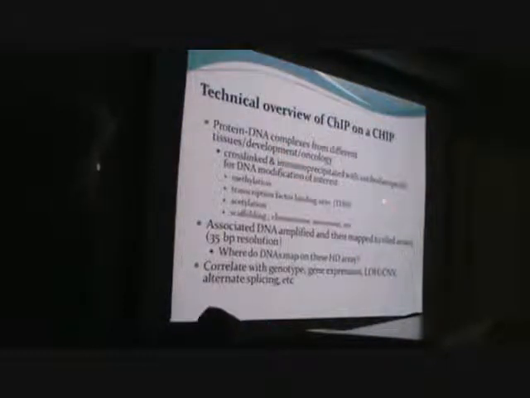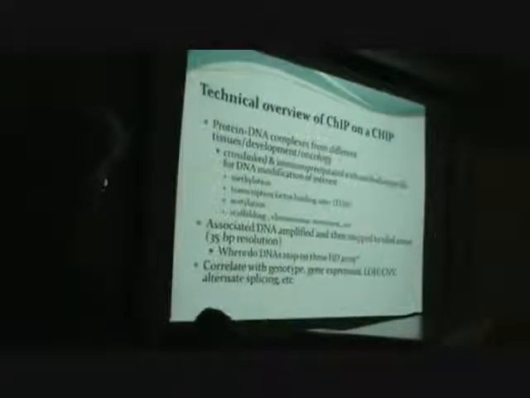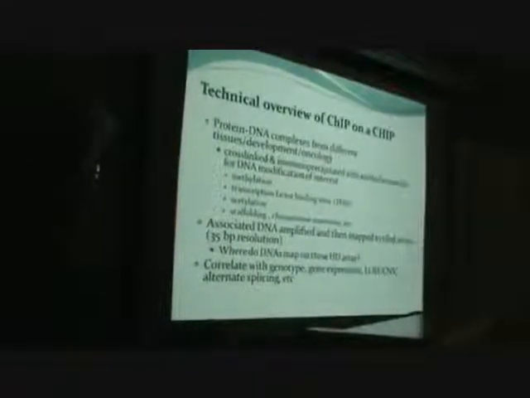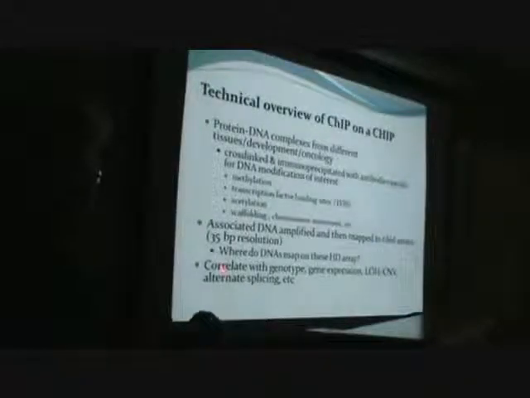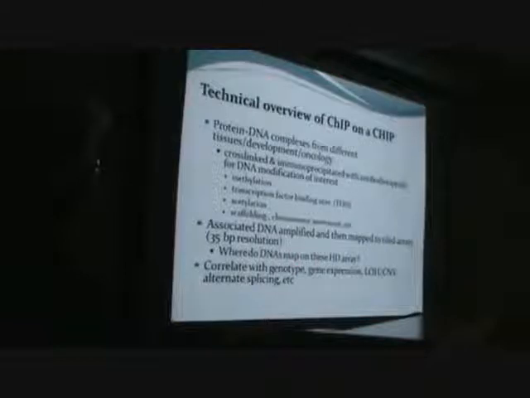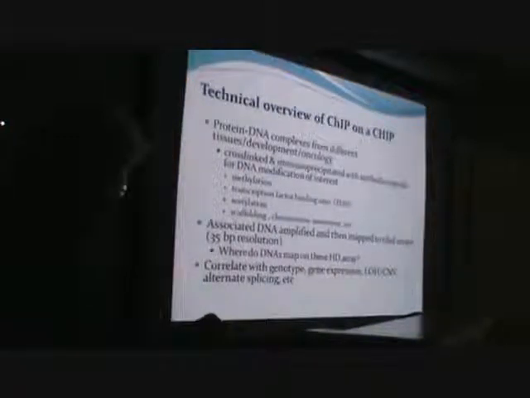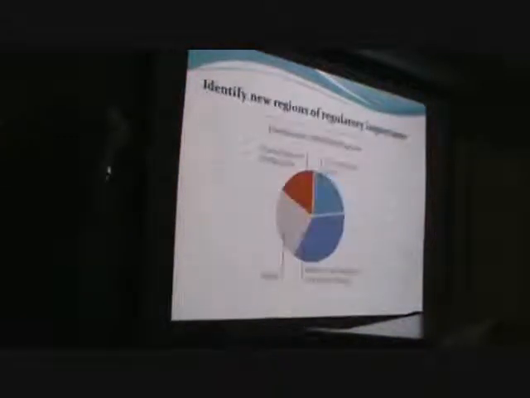You immunoprecipitate with the antibodies of interest once you've cross-linked your DNA, and I've already mentioned these. And the arrays that you use are high resolution, 35 base pair resolution, and you ask the question, where do your DNAs that you have cross-linked to the proteins map on these arrays? And then you just correlate with whatever your question was, the genotype, expression, copy number variant, alternative splicing, or whatever.